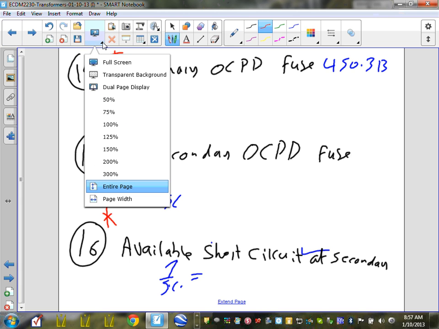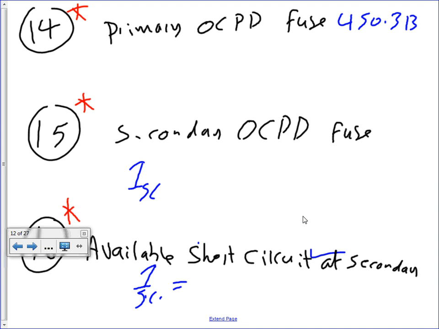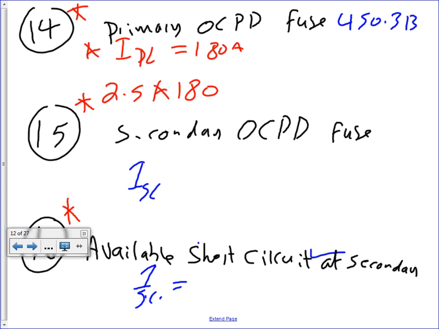Okay, so now that we have sorted that out, primary overcurrent protection device for number 14. Here's what you're going to do. I'm going to always use I primary line, which in this case was 180 amps. So we're doing the primary, right? Primary is 2.5 multiplied by 180.